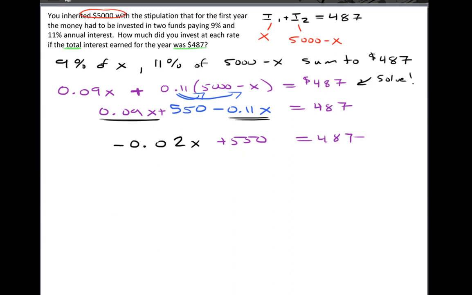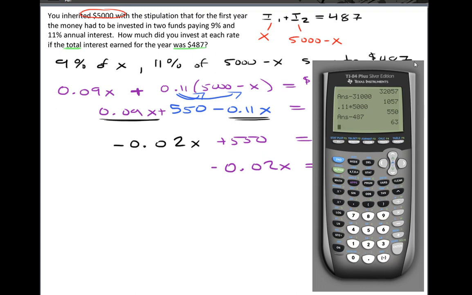So this is negative 0.02x is equal to negative $63. So then we're going to take the calculator, because we can, that 63 and divide it by 0.02, 3,150. Awesome. Now let's subtract, let's see here, 5,000 minus that answer, $1,850. Great.